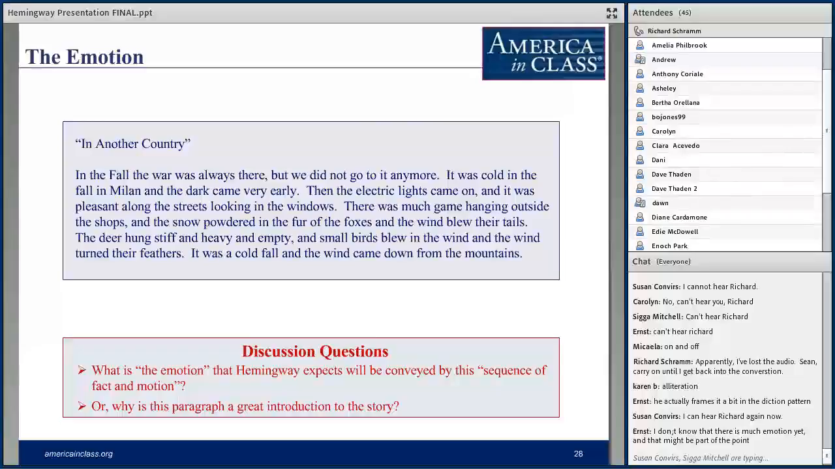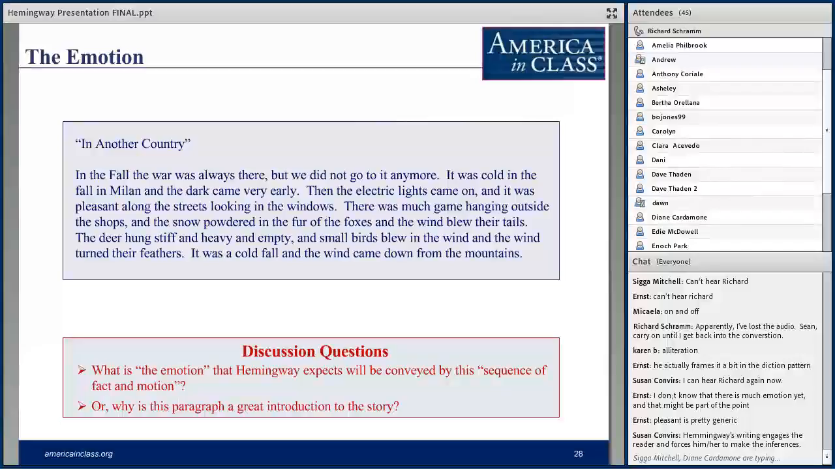Okay, Ernest writes, I don't know that there is much emotion yet, and that may be the point. Yes, pleasant is pretty generic. Hemingway's writing engages the reader and forces them to make inferences, right?